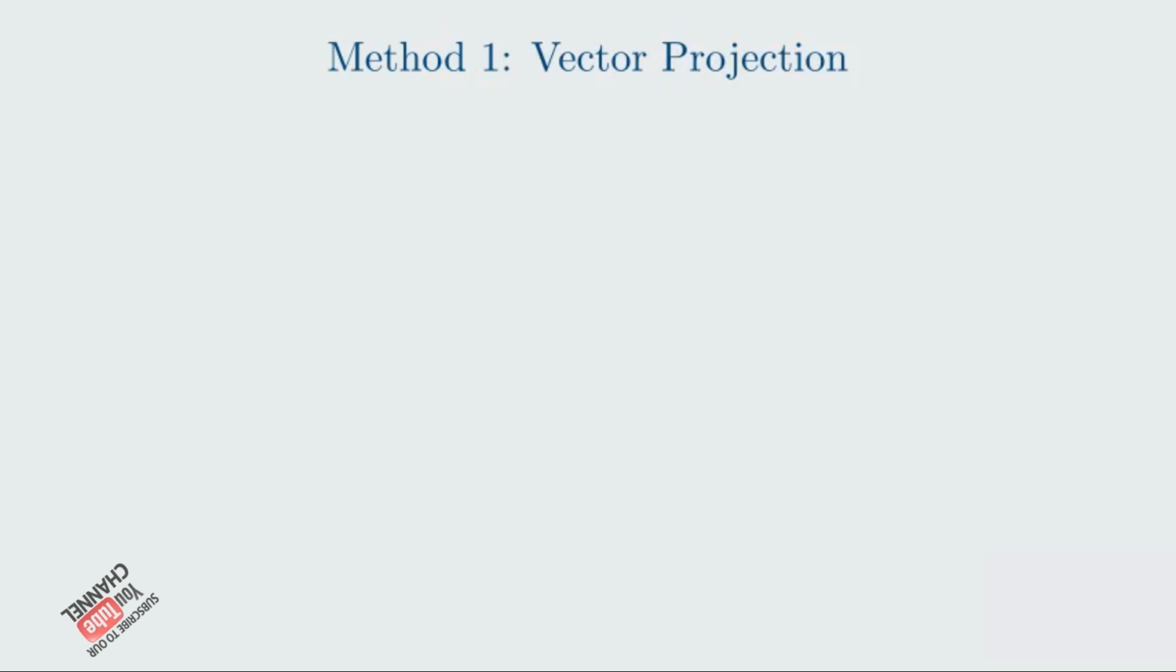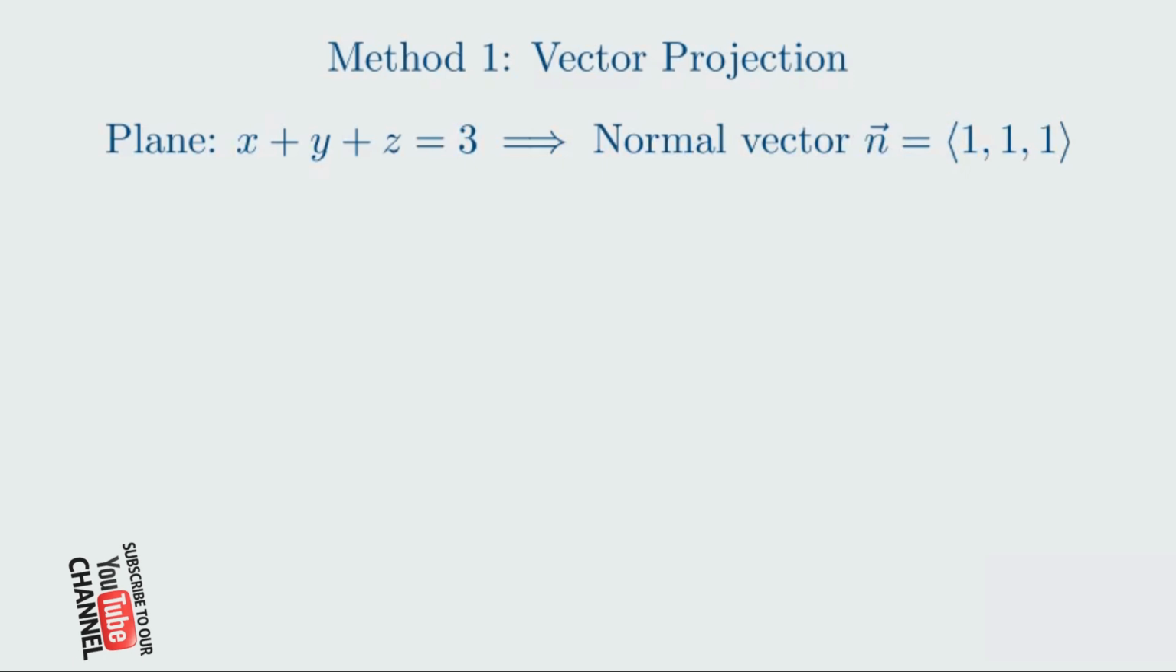There are several ways to find the closest point on a plane to a point not on the plane. One powerful method is using vector projections. First, we can read the normal vector to the plane from its equation. The coefficients of x, y, and z give us the normal vector. Our plane is x plus y plus z equals 3. So the normal vector is n equals the vector <1, 1, 1>. This vector is perpendicular to the plane.